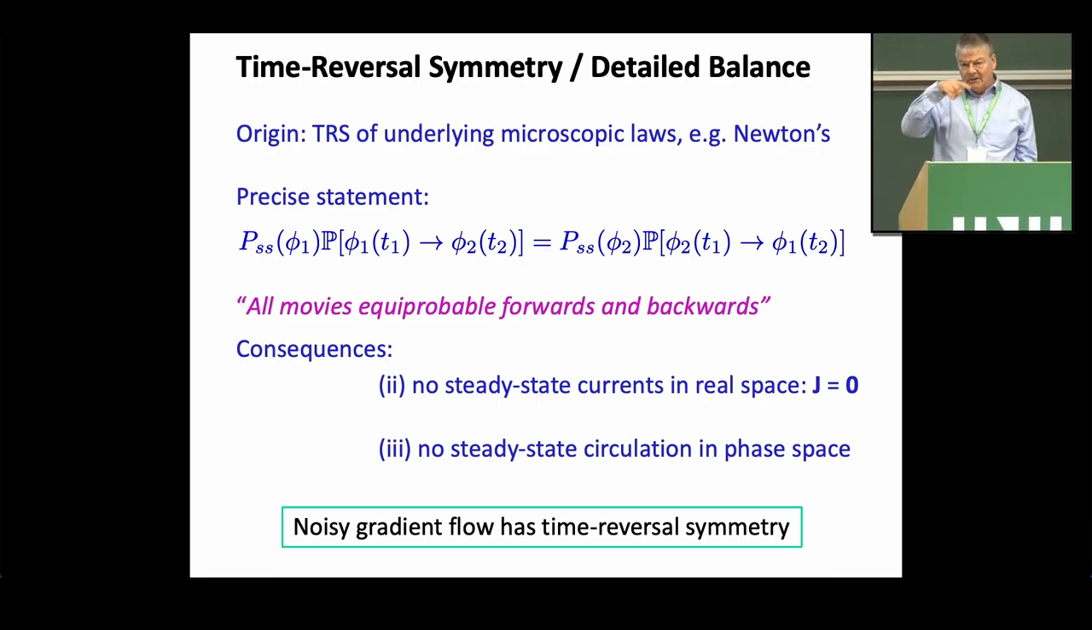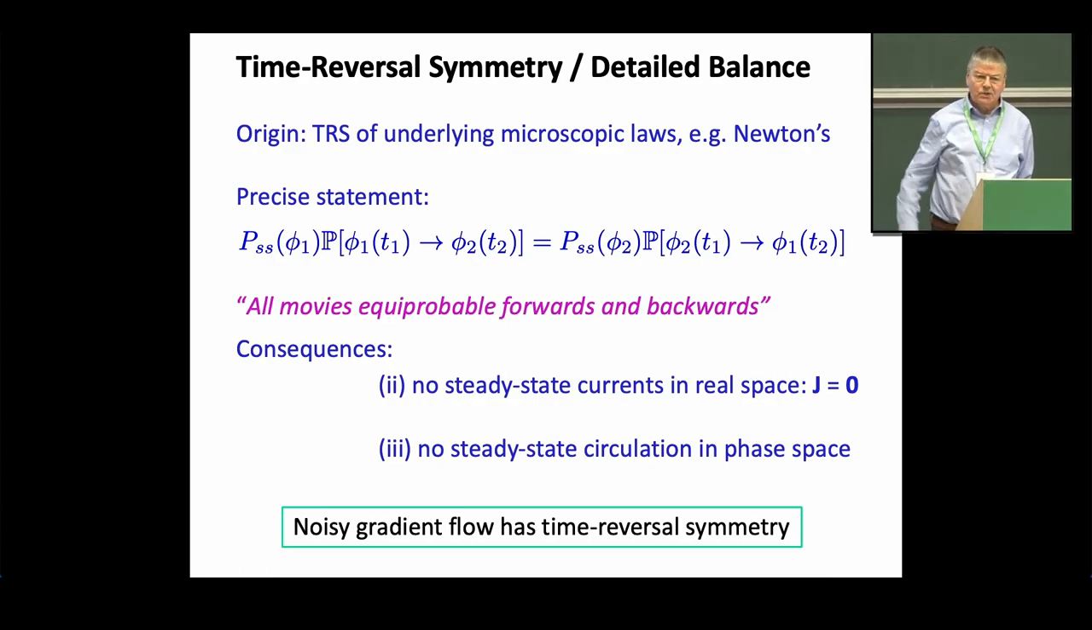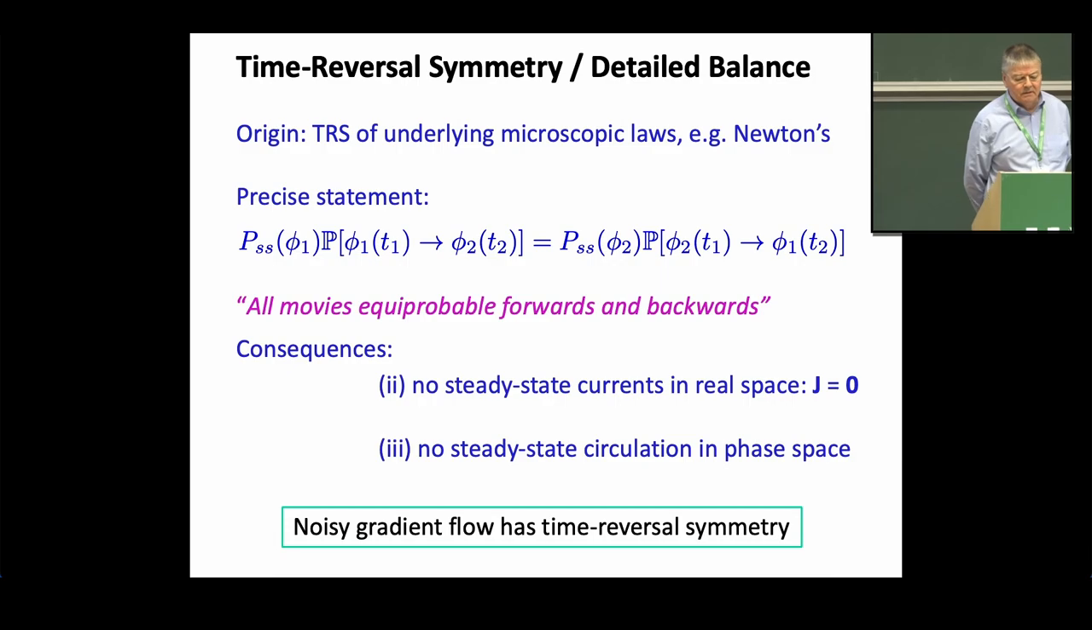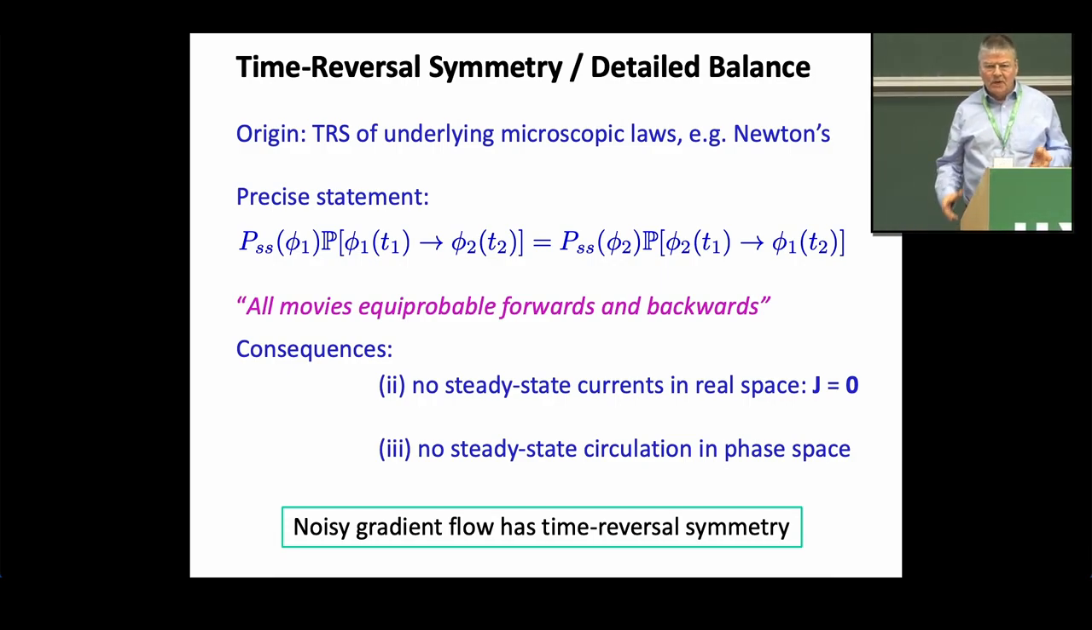That's a statement about the real space particle currents, but an equivalent statement applies at an infinite dimensional level in talking about the actual motion of configurations of the system in phase space. So I can't have a circulation in phase space either. I cannot have a system which cycles round from one pattern A to pattern B to C back to A. That kind of circulatory motion in the most abstract sense is not possible.